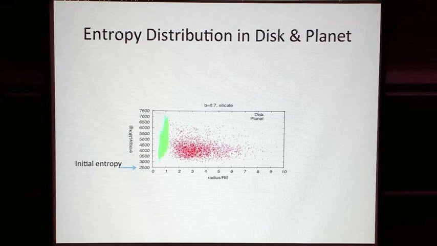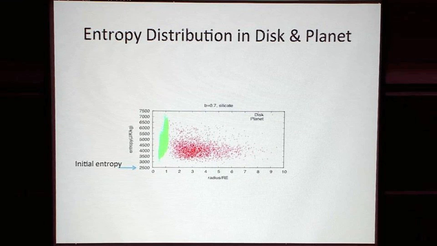All this stuff in this calculation is assumed to start out as Forsterite, which of course is not right, but not an unreasonable choice as a starting calculation. And you'll notice actually that the disk is rather constant in entropy.